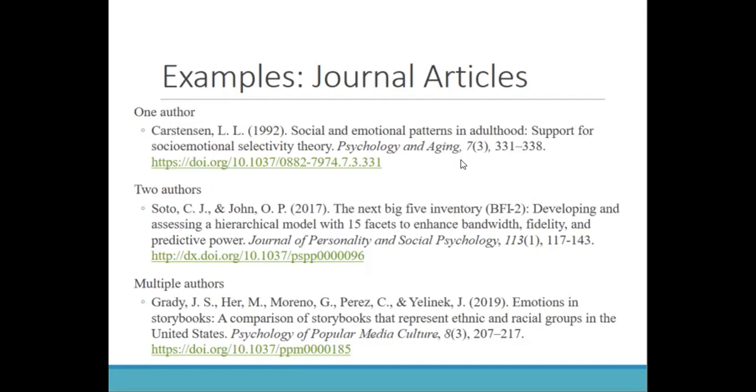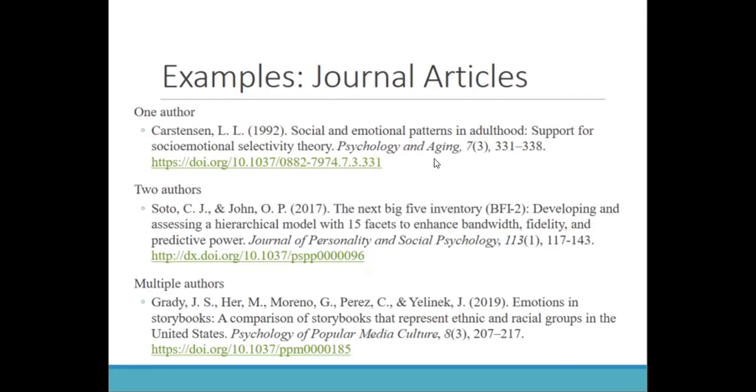And then you have a comma, the volume, the issue, another comma, and the page numbers with no P. And then you have the DOI. And in the latest edition of APA 7, it really wants the DOI to be a hyperlink. So this is what it should look like. You can find this information on EBSCO, or it may also be on your actual article as well.